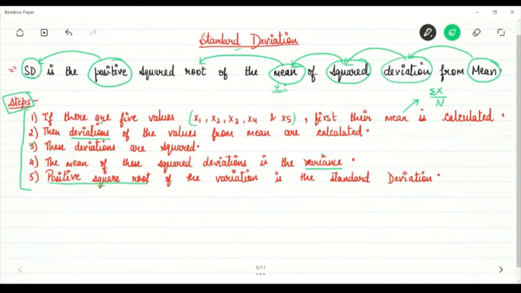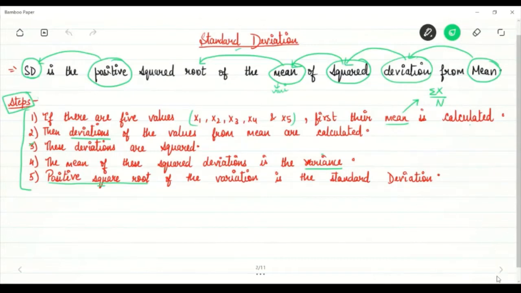Now, in order to make it clearer, I have written down these 5 steps from the single statement. What are the steps that we need to follow? For example, suppose we have been given 5 observations. First we need to calculate the mean with the formula sigma x upon n. After that we will calculate deviations with the help of the mean. The next step is to square these deviations. The mean of these squared deviations is the variance, and the positive square root of the variance will be known as the standard deviation.